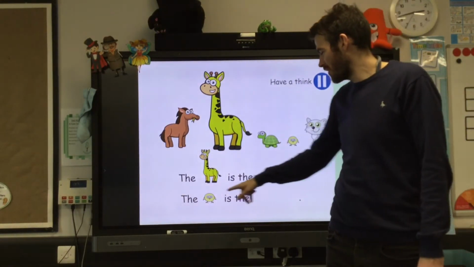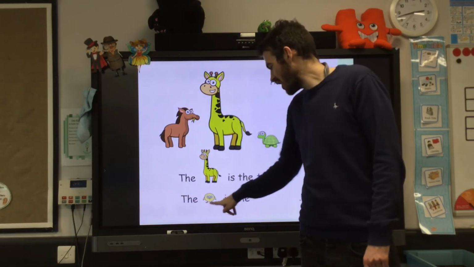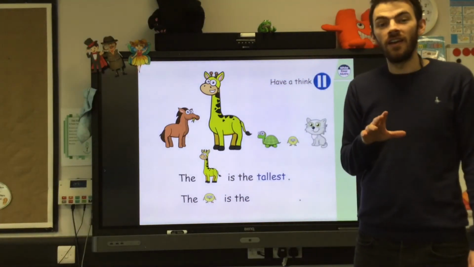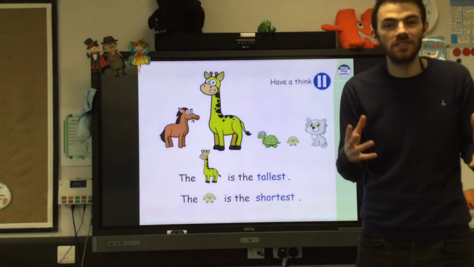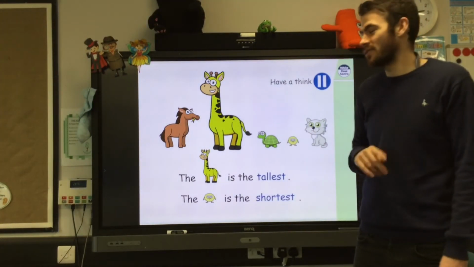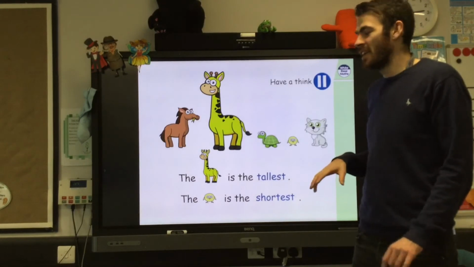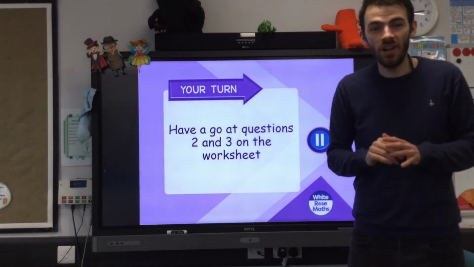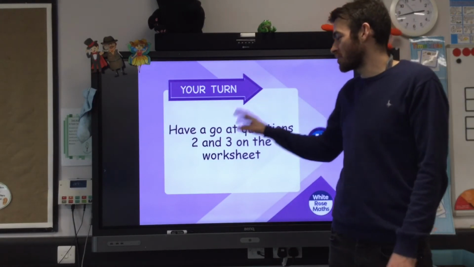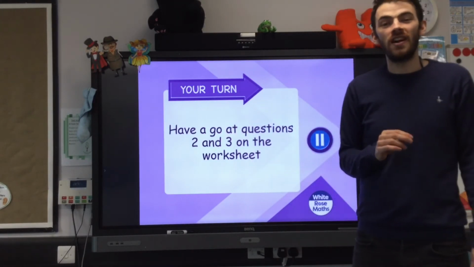Can you think of another one to finish this sentence? The chick is the... Okay, the chick is the shortest, or you could have said smallest as well. So well done if you managed to get that right. That is some excellent problem solving. I want you to use your knowledge now to solve questions 2 and 3 on your activity sheet.